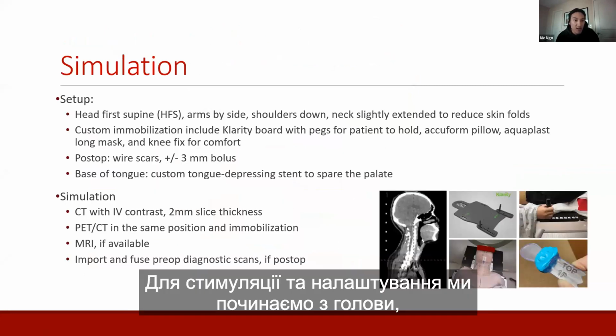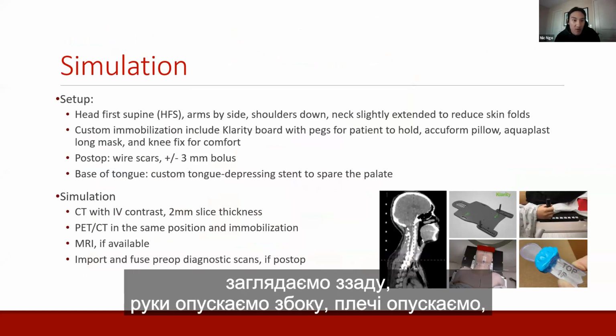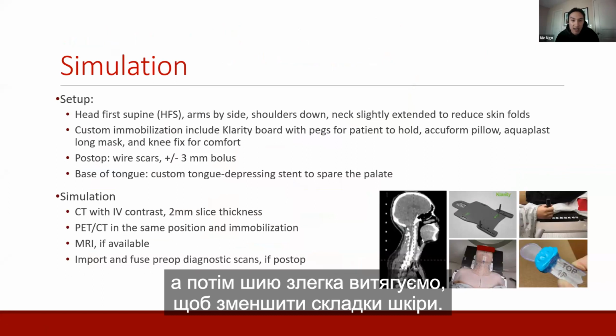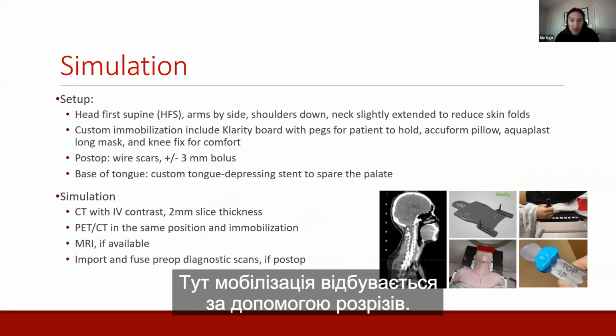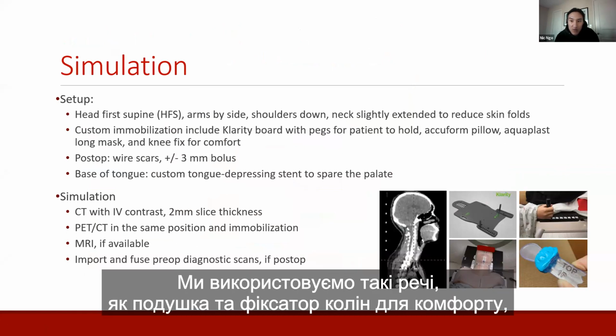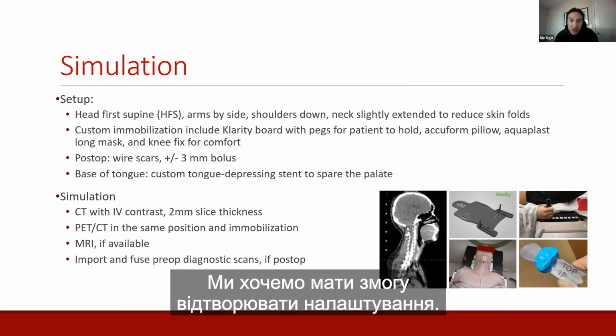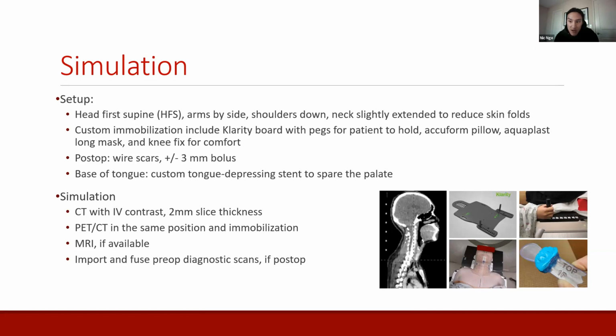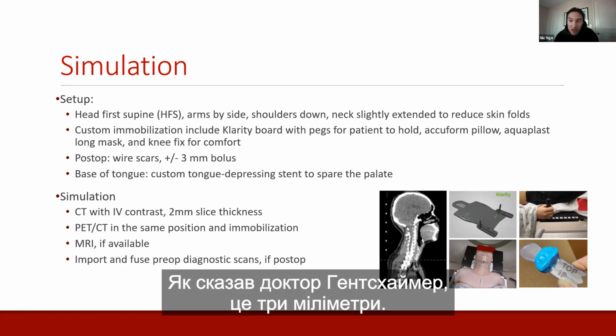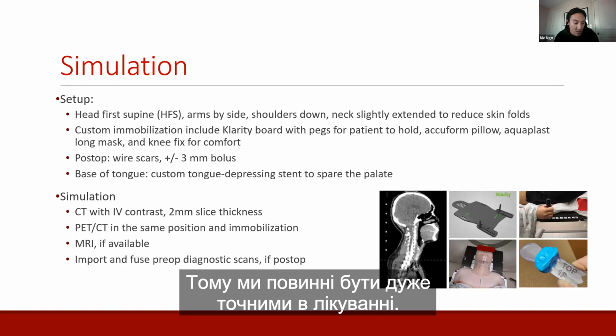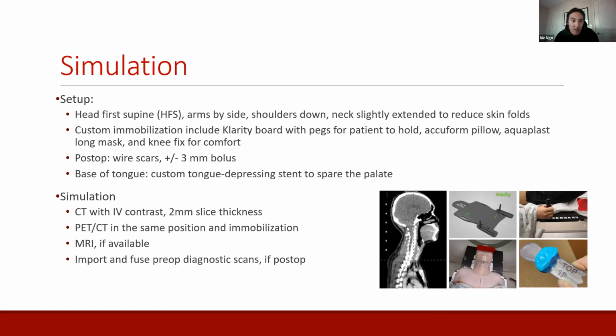For simulation and setup, we start off head first supine, arms down by the side, shoulders down, and then the neck is slightly extended so we can reduce skin fold. There's custom immobilization here. We use things like a pillow and knee sticks for comfort, a long mask, and a clarity board. This is for stability and reproducibility. We want to be able to reproduce the setup. Like Dr. Gensheimer said, it's a 3 millimeter margin, so we have to be really precise with our treatment.